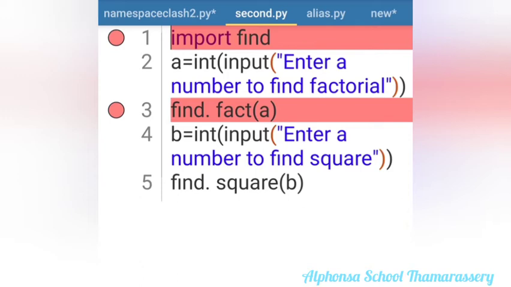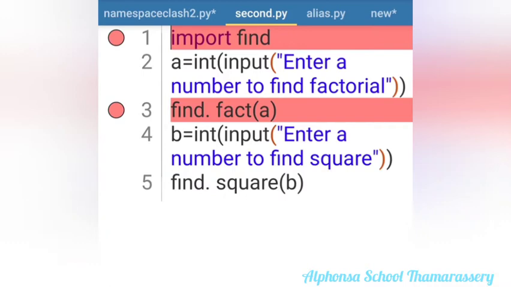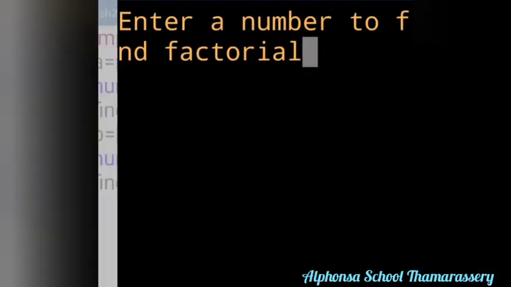And next, another statement to enter a number to find the square, and the fifth line, find dot square of b. This function is defined in the find module. Then we can experiment and execute the program.